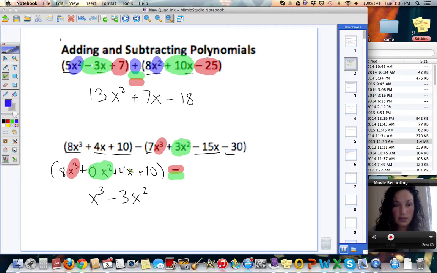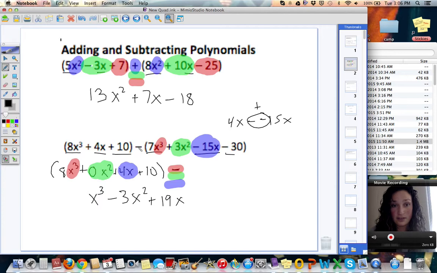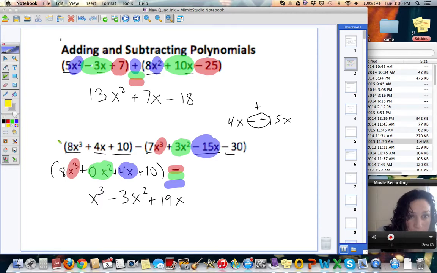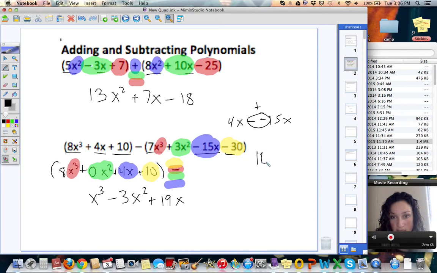Now I have 4x minus negative 15x. So let me write that down. 4x minus negative 15x. These are going to become a positive, which makes this 19x. So that's why this gets a little difficult with the minus, because you're giving that minus to everything. And then last, we would have this positive 10 minus a negative 30. Positive 10 minus a negative 30. These will become a plus, so plus 40.